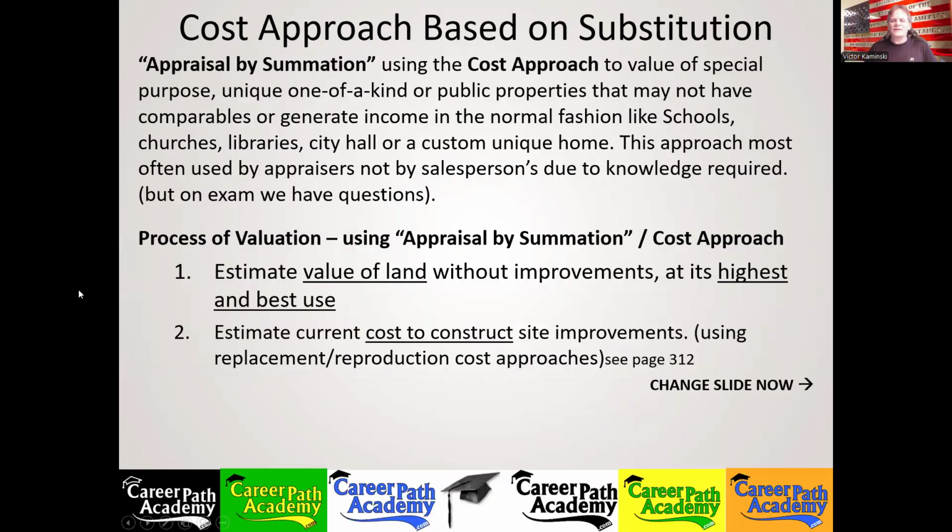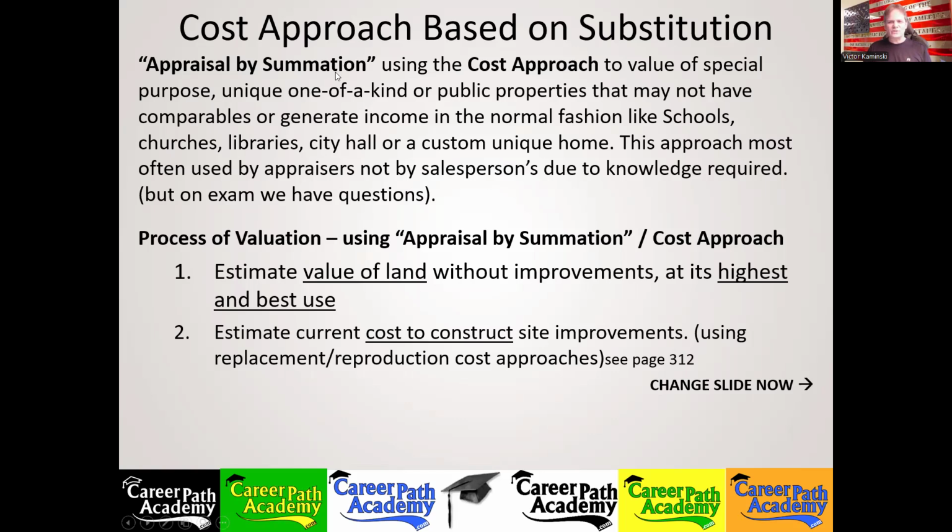All right, so now let's learn about the cost approach based on substitution. We're going to go over the 3 approaches to value here and some vocabulary, and then we're going to get into the math of it and do some math problems. So right now we're just going over each one of the different approaches to value. So the cost approach is based on substitution, also known as an appraisal by summation.